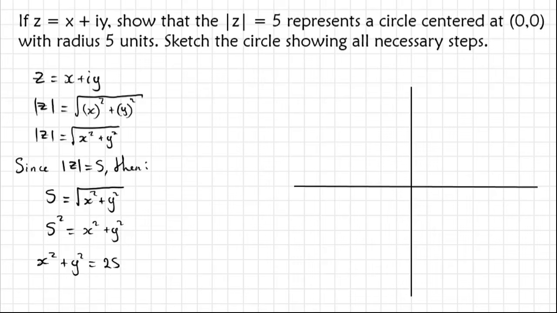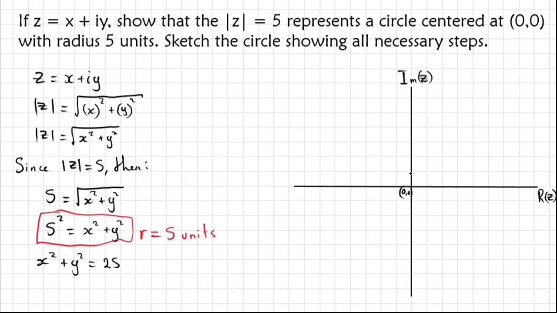Now, clearly, this is an equation of a circle with a radius of 5 units, also according to the statement we've been given. So the radius is 5 units. If you look at our Argand diagram here, we can simply say this represents the imaginary part of the complex number, and this represents the real part of the complex number. Our center is at 0, 0, which is here.